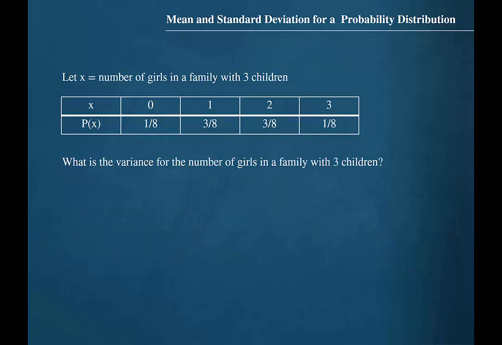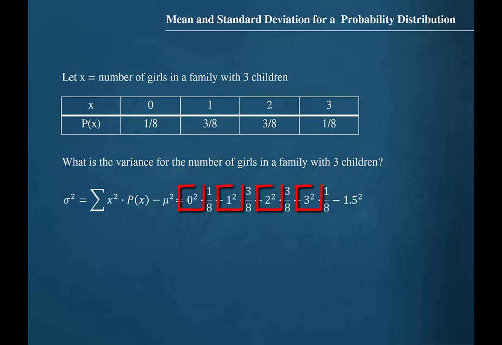What is the variance for the number of girls in a family with 3 children? The formula for the variance is similar to the formula for the mean, except that the values of the random variable are squared, and then the square of the mean is subtracted from the entire sum. So the calculation will be carried out by squaring each of the values of the random variable and multiplying them by their respective probabilities, and then subtracting the square of the mean. This will give us a variance of 0.75.